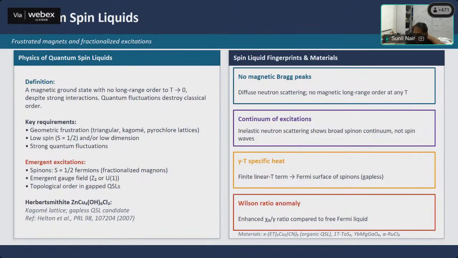magnetic scattering, you will see a very large diffuse amorphous background. In neutron scattering, you will not see any magnetic Bragg peaks till the lowest temperatures. If you do inelastic neutron scattering, you would see a continuum of excitations, which is not a real background excitation, but a broad spinon continuum. You can do specific heat measurements, look at the gamma T term. You can look at something now called the Wilson ratio and so on.